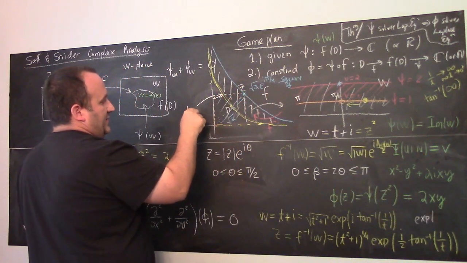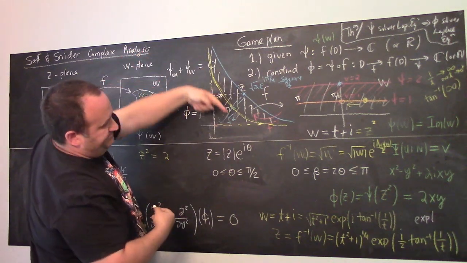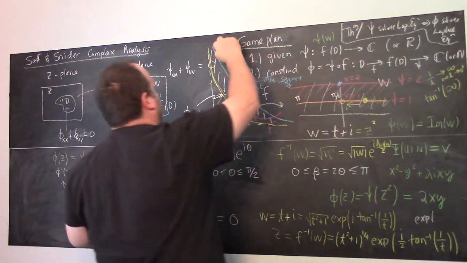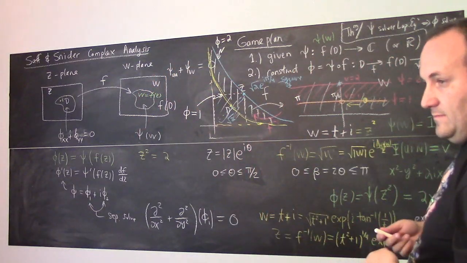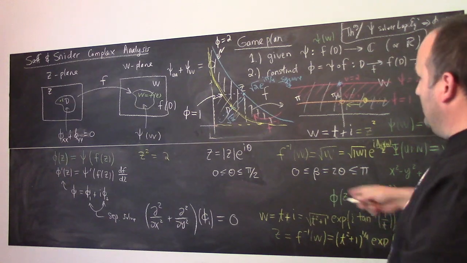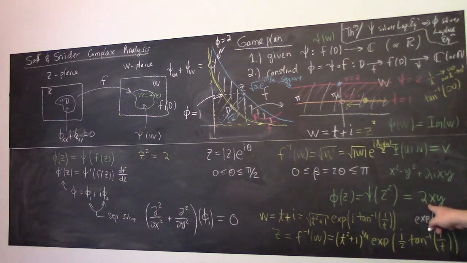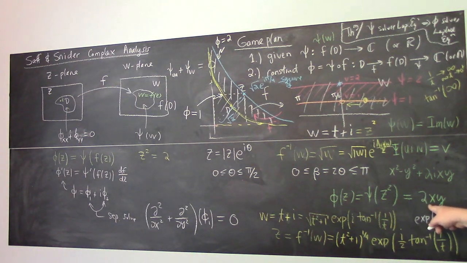phi is equal to 1 on that one, and phi is equal to 2 on that one. In fact, the equation of the yellow curve is exactly 2xy equal to 1. See, y equals 2 over x is a hyperbola. That's the yellow curve. And then the blue one would be 2xy equals 2, which would give you a hyperbola that was a little more shallow and out.